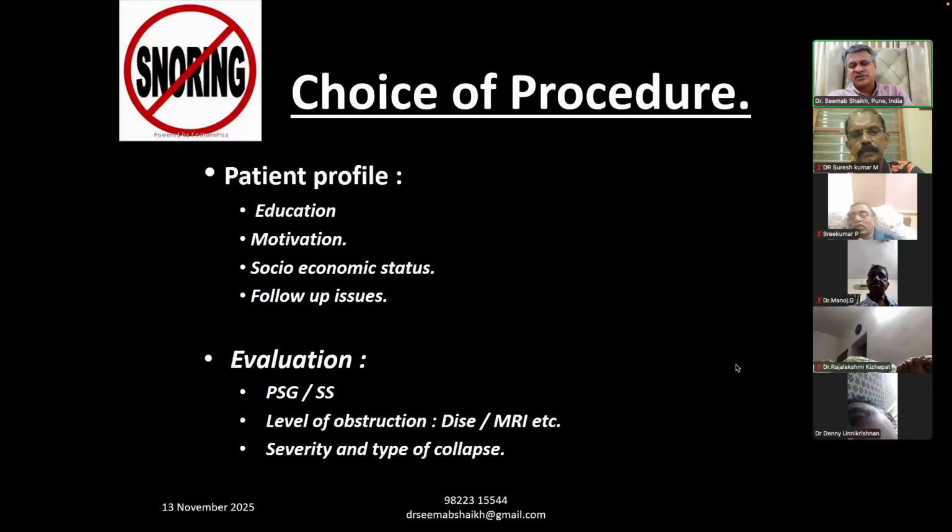So your choice of procedure, and please note this slide of mine. I have first put patient profile over there. I have not spoken about surgeon profile or the surgeon skill because it is important for you to choose the procedure based on the patient profile.